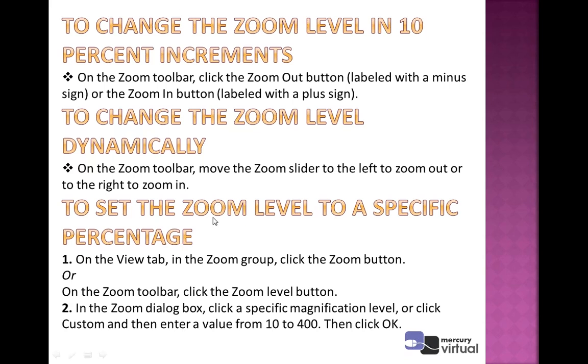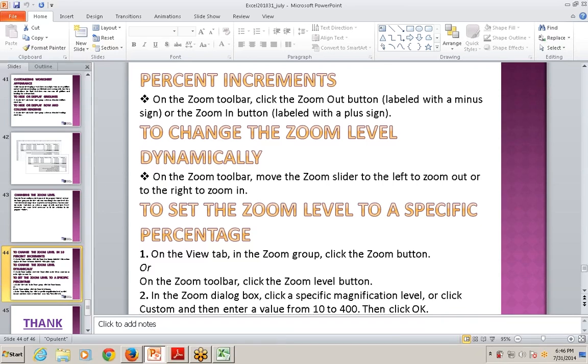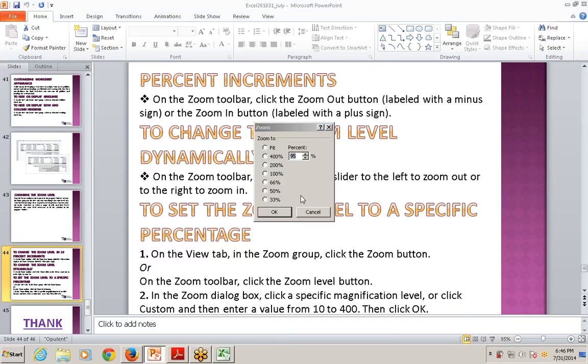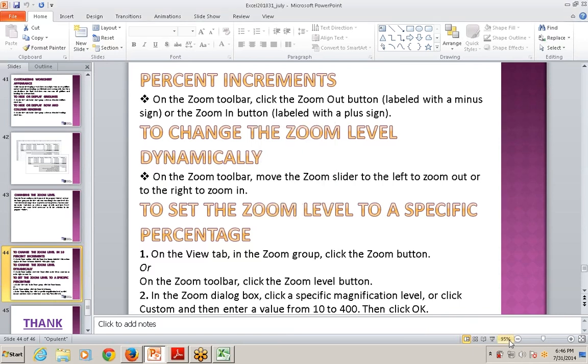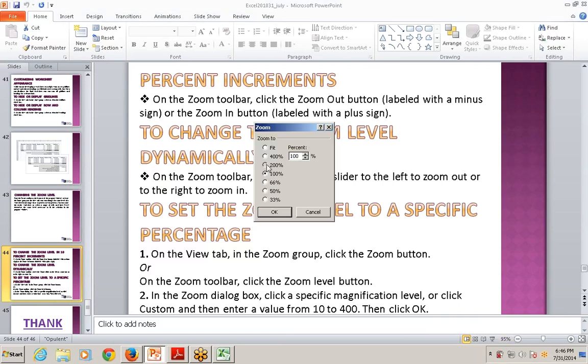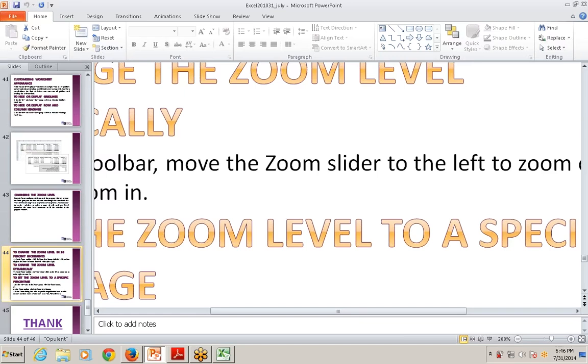So this is how we can set the zoom level. Click on the View tab, Zoom group, Zoom button, zoom level. Either you can rotate, or you can double click, or you can go from this location to another location. I'm repeating again, double click, use either this one or this one.